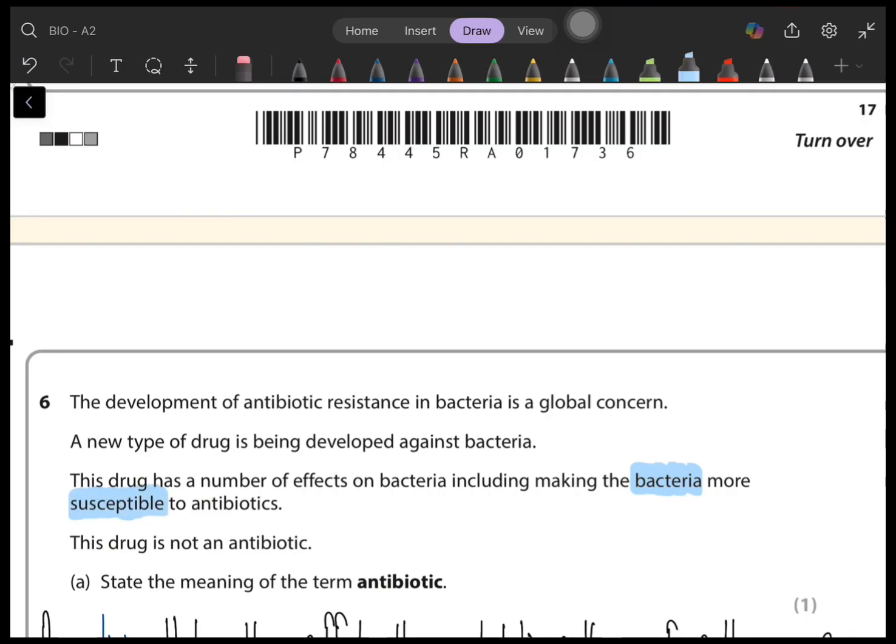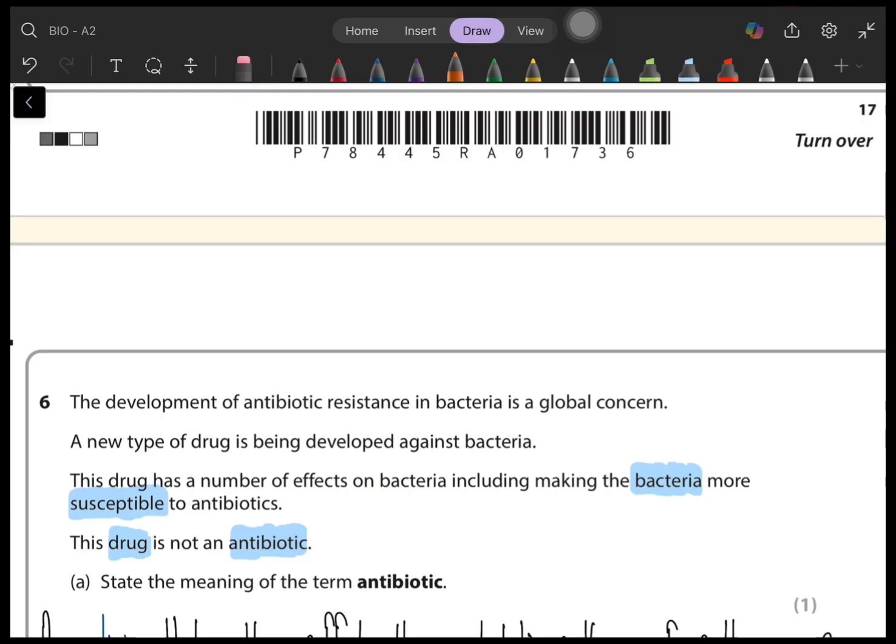Okay, the drug is itself not an antibiotic. So state the meaning of the term antibiotic. An antibiotic is a medicine that changes the structure of the cell wall of the bacteria, causing the bacteria to eventually die.